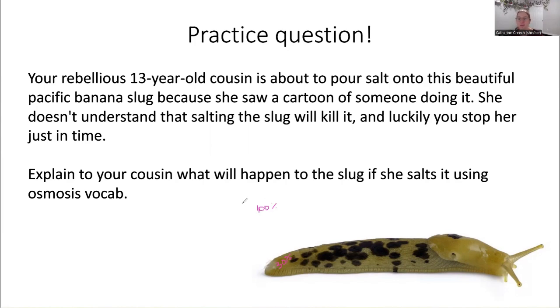So where is it hypertonic? It's hypertonic outside. It's hypotonic inside. Which way will the water move? The water will move from high water concentration to low water concentration. That means that it will move from low solute to high solute, and your little banana slug is going to get severely dehydrated very rapidly, and that would unfortunately kill this beautiful banana slug.